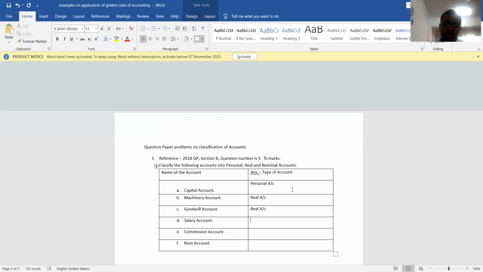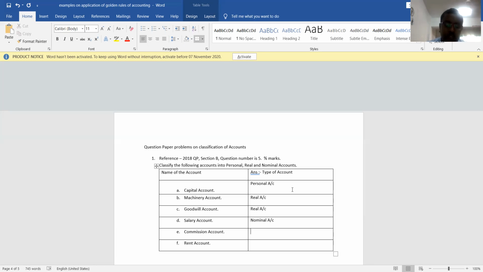Now next one is salary account. We all know that salary is nothing but compensation given to employees for their services. It is an expenditure to the firm, expenses to the firm. Since it is expenses to the firm, which account is it? Expenses belong to nominal account.